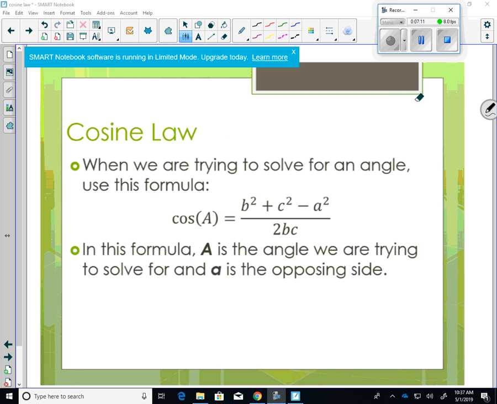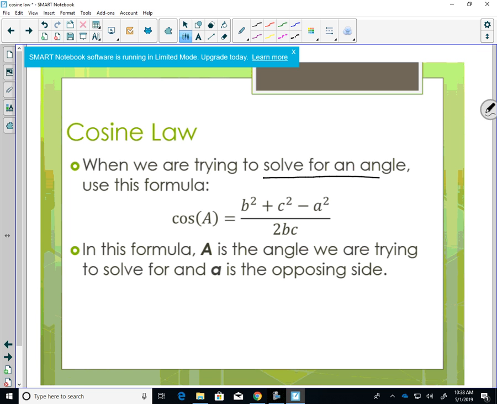When you're trying to solve for an angle, you should have this. What we've done here is we've rearranged the formula to find the angle. We've taken a squared equals b squared plus c squared minus 2bc times the cosine of a, and rearranged it for cosine a. This is what you use when you're trying to solve for an angle. Maybe underline that: solve for an angle. Cosine a is equal to b squared plus c squared minus a squared all over 2bc.